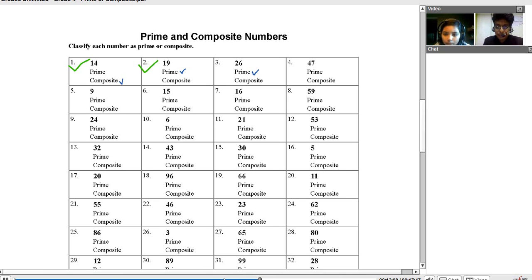If you try to divide it by a smaller number, let's say 2, is it possible to divide 26 by 2? Because it's an even number, right? Okay, so that means 2 is a factor. So that makes it, yes, you can erase it and write composite. Perfect. Brilliant. Got it?